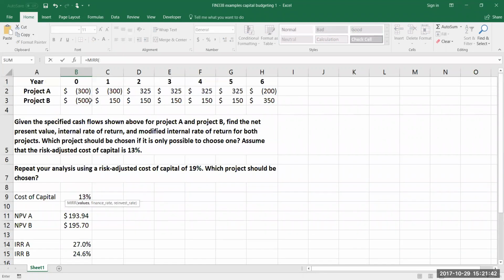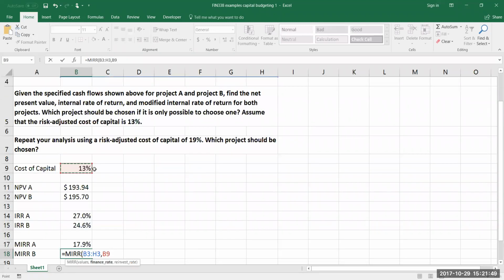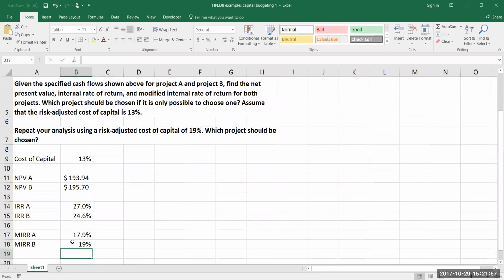Okay, selecting the values, and then comma, our finance rate will be the cost of capital, and then our reinvestment rate will also be the cost of capital, and then we'll close parentheses and enter. All right, so let's kind of review what we have here.